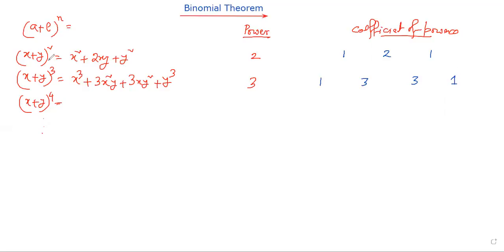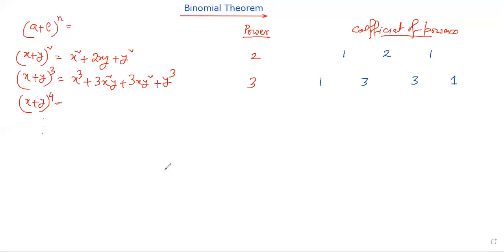We can see that the first term is x, so x has the highest power and is written first. Then the power of x is reducing and the power of y is increasing. Look here, x has highest power 3, so 3 is written. Next the x power reduces to 2 and y power is 1. Next x reduces to 1 and y increases to 2. Next one is y cubed. In this way the powers of the variables get adjusted, and these are the coefficients.